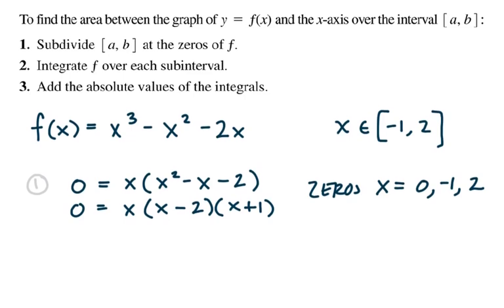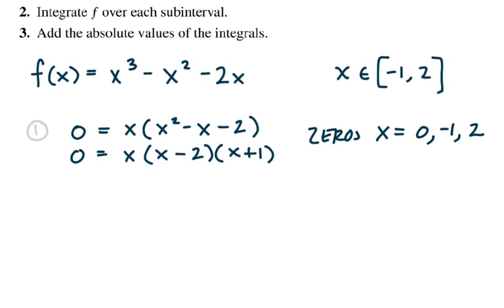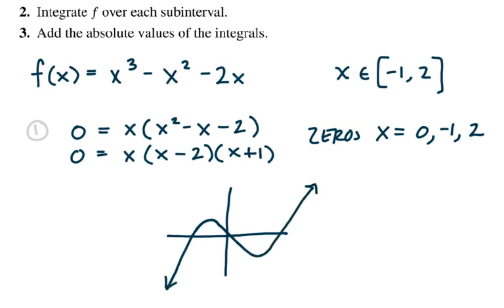So let's consider the graph. It's always helpful to consider the graph. This is the graph of a cubic function. Rising left to right, it has a positive leading coefficient. So what we're going to see is it goes up, crosses over, and then continues to go up. This is what our graph looks like. And we have our zeros at -1, 0, and 2.